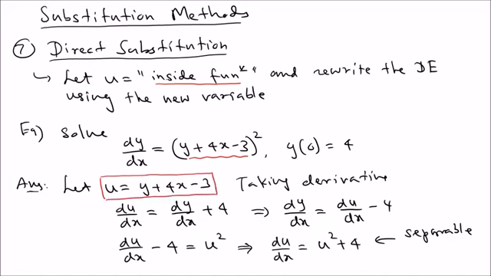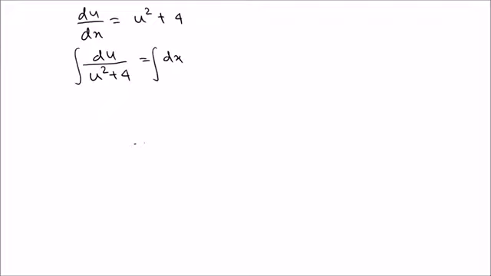So let's finish the argument. So what we have is du over dx equals u squared plus 4. So we can move the u terms to one side, so we can write this one as du over u squared plus 4. The other side is simply dx. Now what we're going to do, we're going to integrate the two sides.